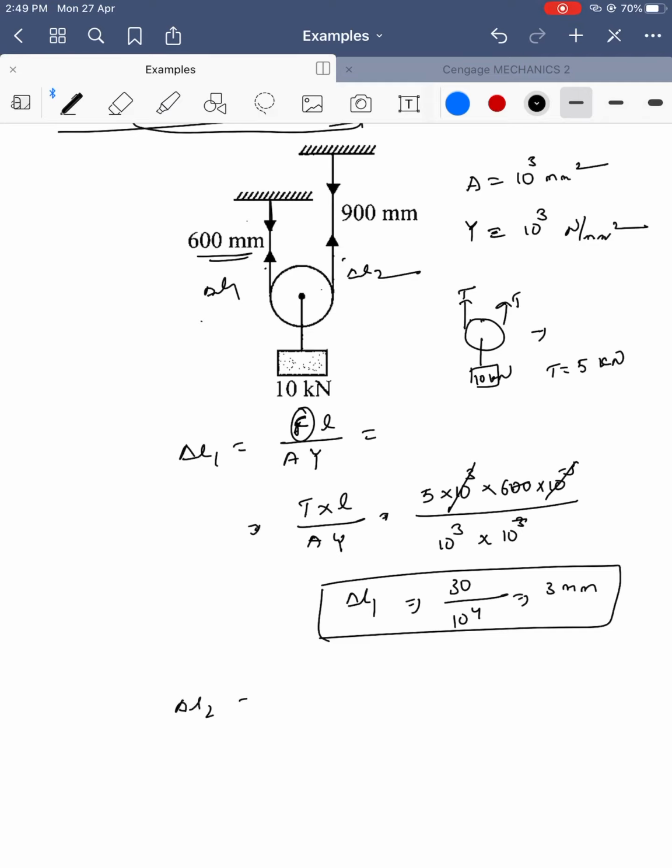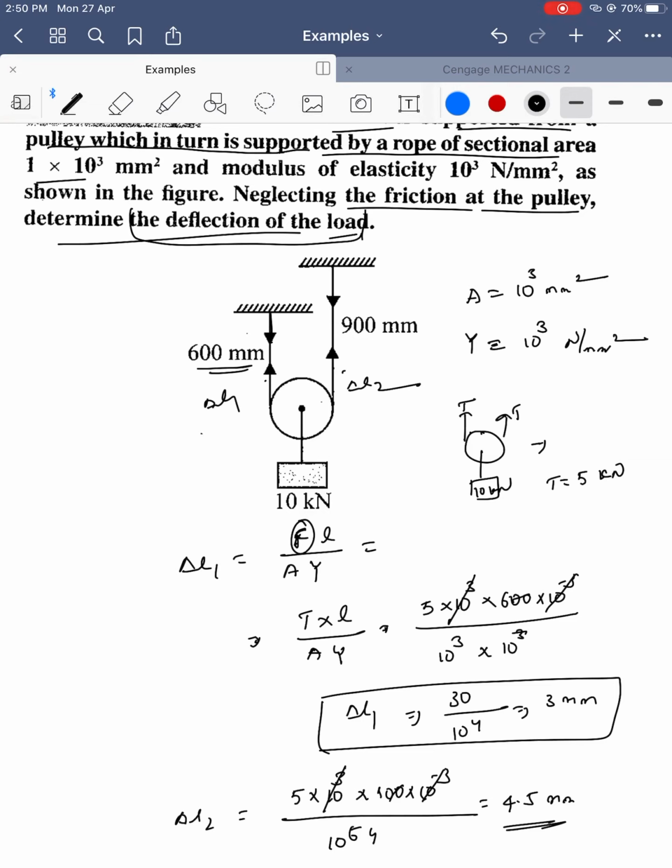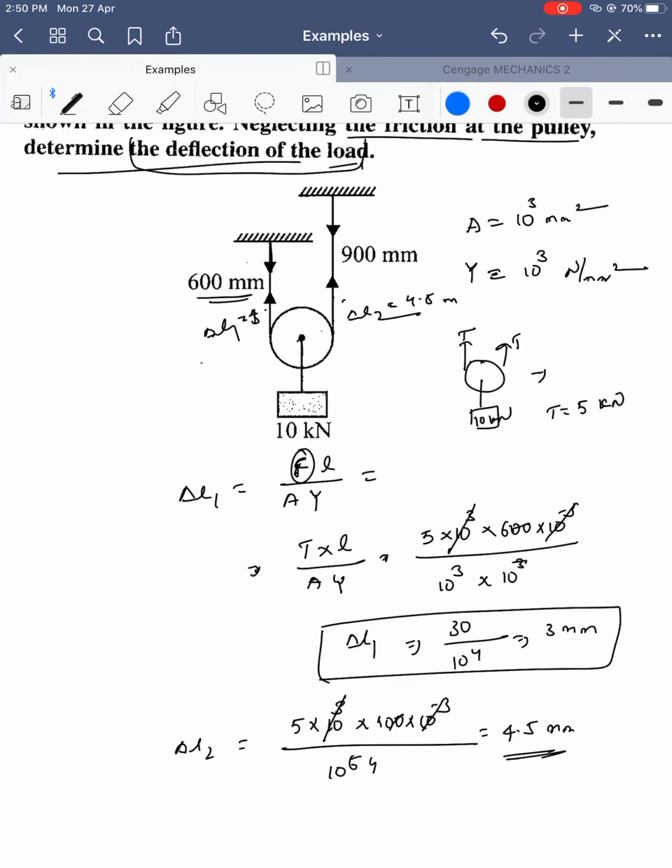What about delta L2? Calculate this. Tension is 5 into 10 power 3, into 900 into 10 power minus 3, by 10 power 6. It is 4.5 millimeter extension in the other one. Delta L1 we got 3 millimeter, delta L2 we got 4.5 millimeter. How much will the load deflect? Just use the pointer method. Just assume that the rope is displaced by x. I am erasing the other parts.